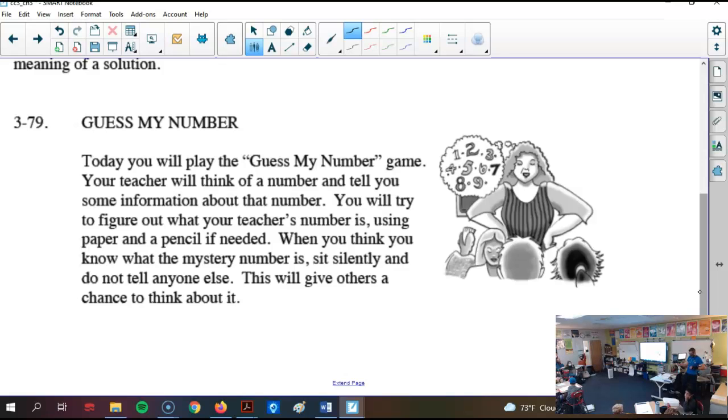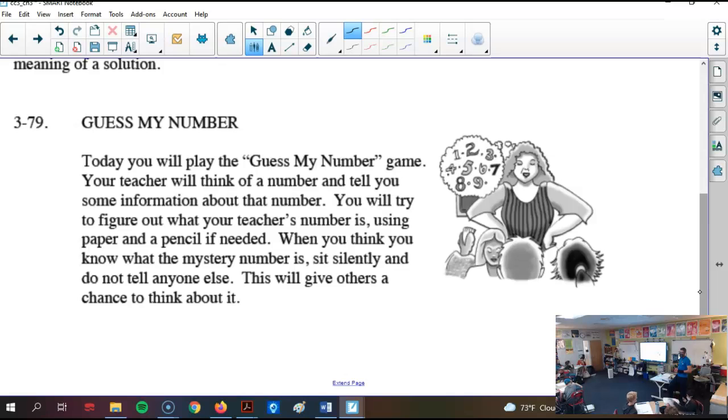Walter, you got it? What do you think it is? Walter thinks it's 2. Do we agree? Yeah! It is 2. It's gonna get harder.